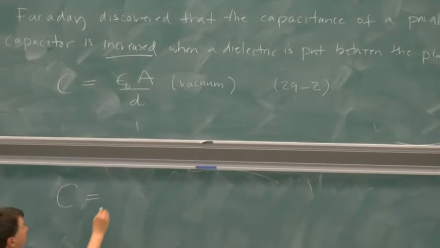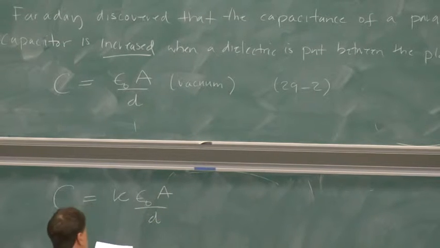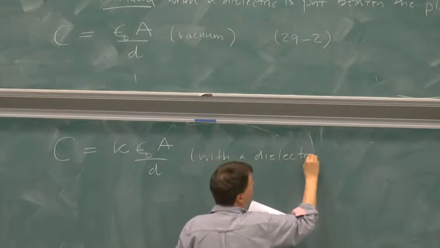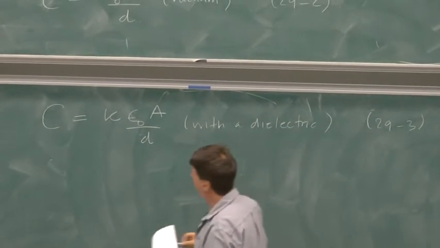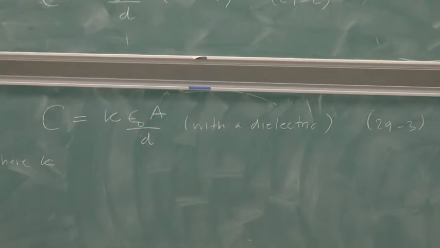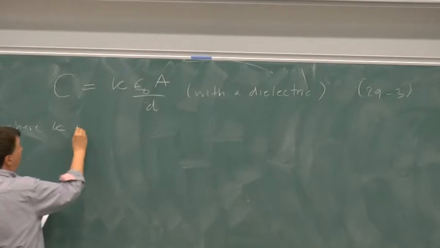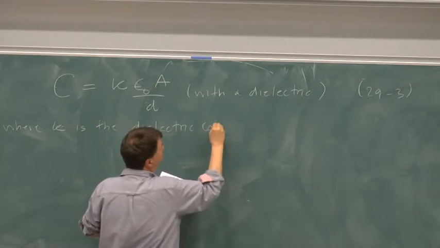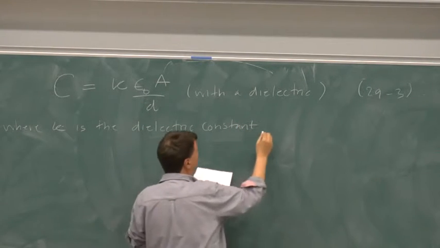But if you have this, a Greek kappa, with a dielectric, this is the raw fact that we've got to explain. Make that equation 29(3), where kappa, I'm trying to draw it so it doesn't look like an English K, is the dielectric constant, the so-called dielectric constant. And we're going to investigate the origin of the dielectric constant today and tomorrow.